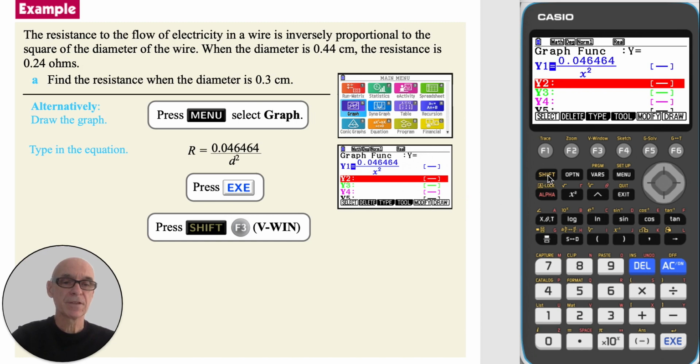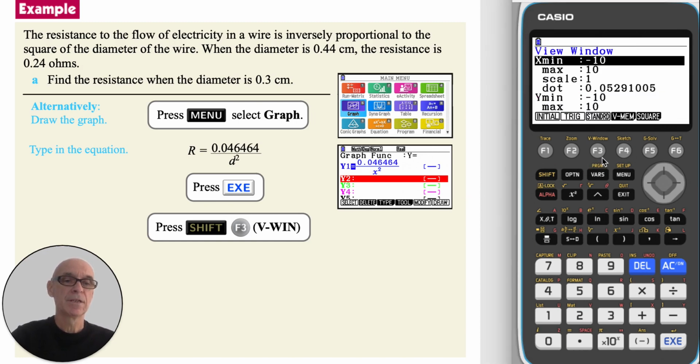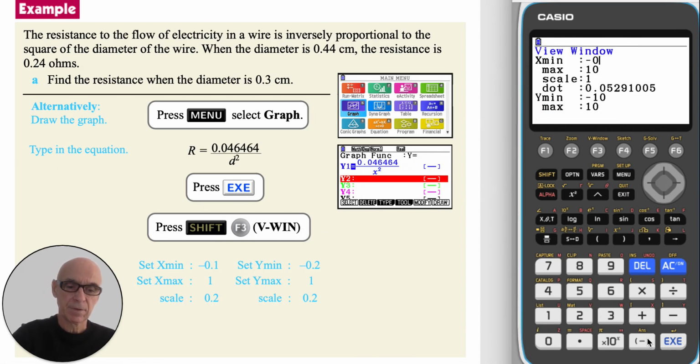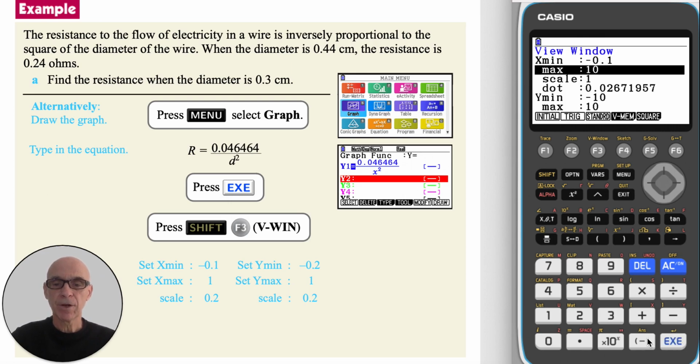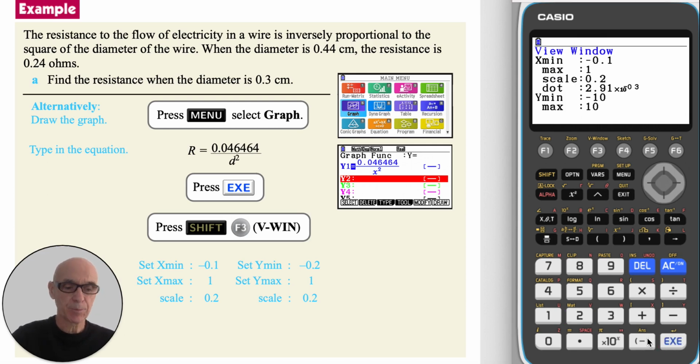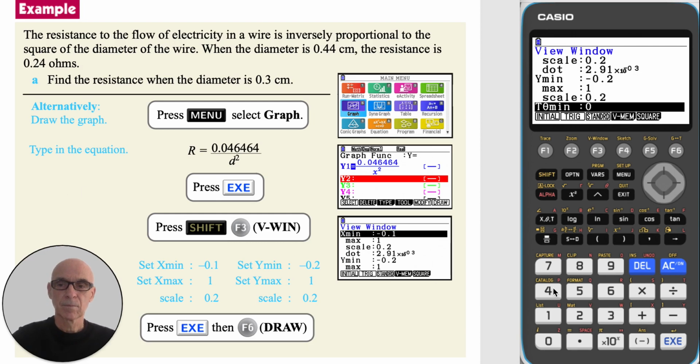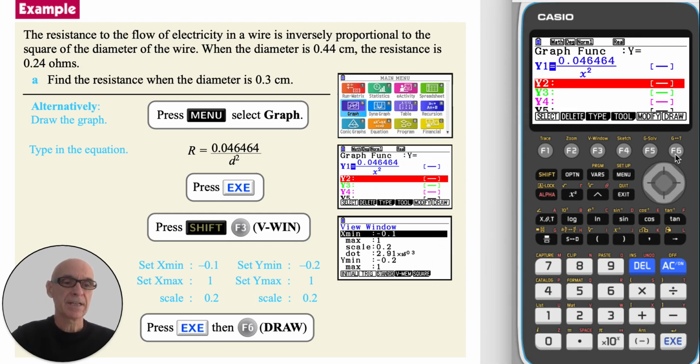Press Shift F3, View Window, to set up a suitable window. I'm going to set negative 0.1 for x min, 1 for x max, with a scale of 0.2, and for y, I'm going to set negative 0.2 for y min, 1 for y max, and again a scale of 0.2. Then press Execute and F6 to draw the graph of the equation.